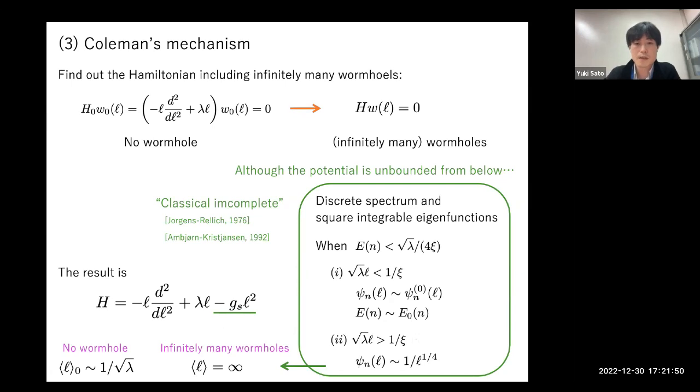So far I have explained how to include wormholes non-perturbatively based on a matrix model or the string field theory. Anyway, as a result, we get this effective Hamiltonian. This Hamiltonian is the one-body Hamiltonian, but includes all possible wormhole effects, and it is expressed by the last term. And from now, I will explain that this behavior can be seen from a quite different point of view.